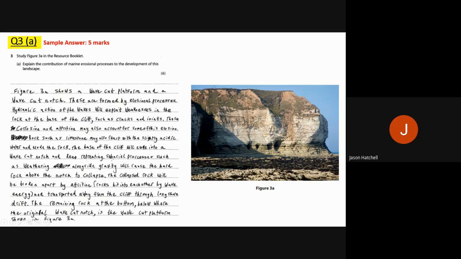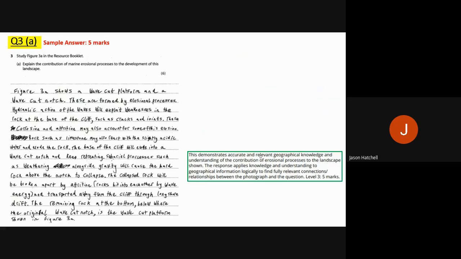It talks about attrition and how attrition can hit rocks off the cliff itself, and that can continue to actually degrade the cliff itself too. And then it goes back to the figure and says, and remember, there's a wave cut notch at the bottom and there's a wave cut platform shown in figure 3A. So that's a pretty comprehensive, a good answer overall. Lots of processes in there, used the figure really well, but it did not get a full 6 marks. So why not?